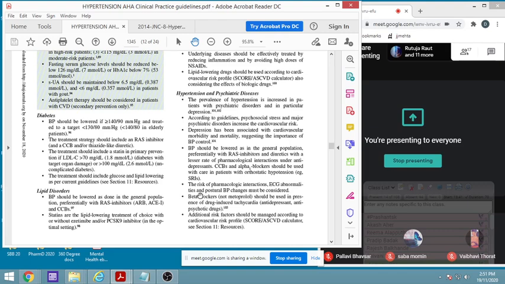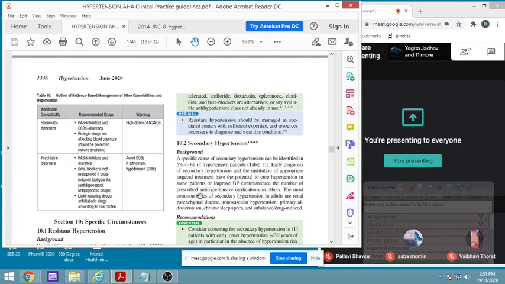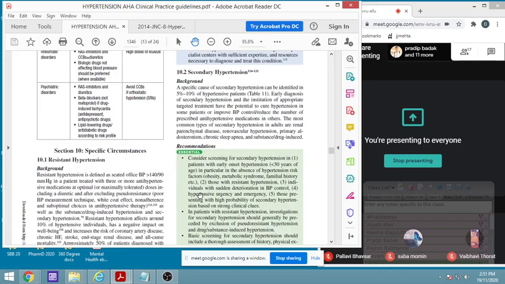So in most conditions we prefer RAS blockers and CCBs along with thiazide diuretics as the first-line treatment if it is normal. Then another problem is resistant hypertension, where the blood pressure is high and is not getting controlled with the normal first-line treatment. So in those cases we have a problem.